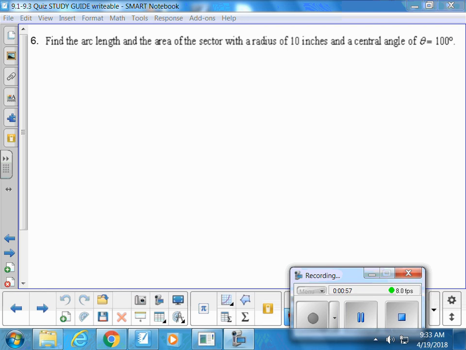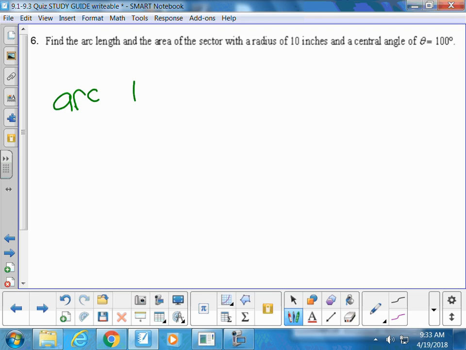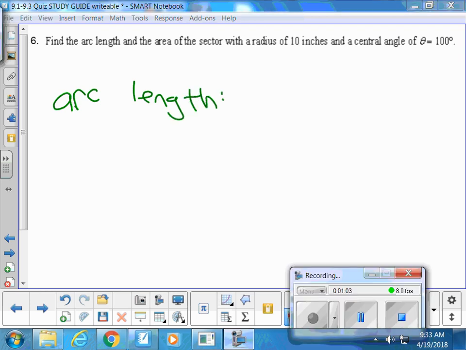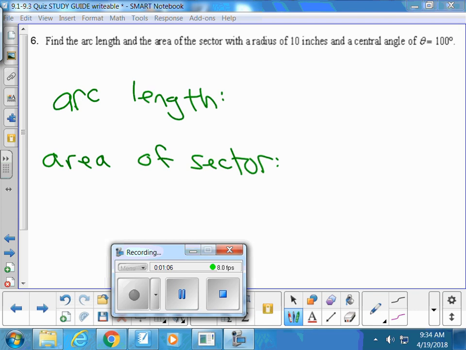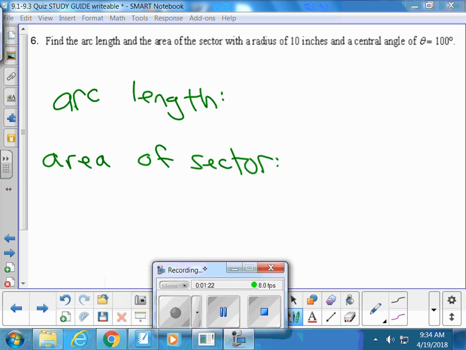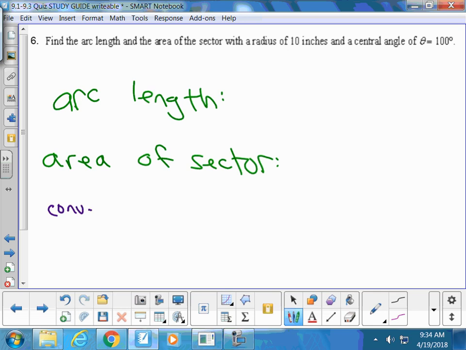All right, let's start with arc length. So we're ready to go on this number 6. It's where we left off yesterday. We're going to do the arc length formula and the area of a sector formula. They are provided to you. Now, I do have an asterisk. Your theta has to be in radians. So it's 100 degrees right now, so converting will be our first step.